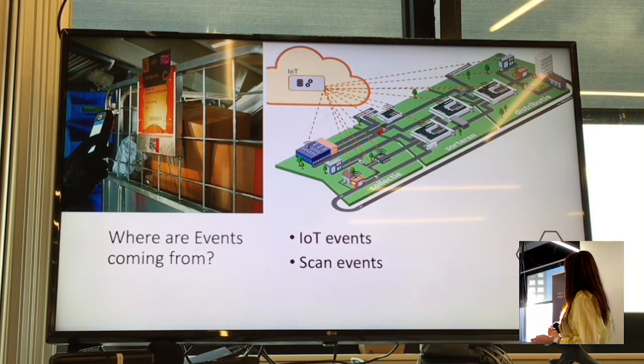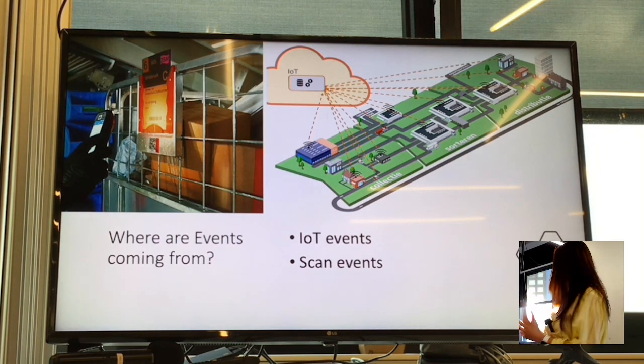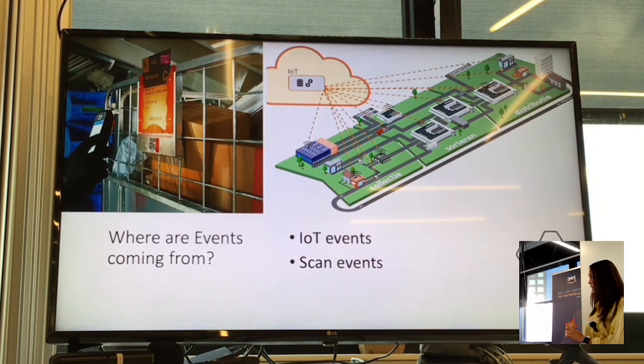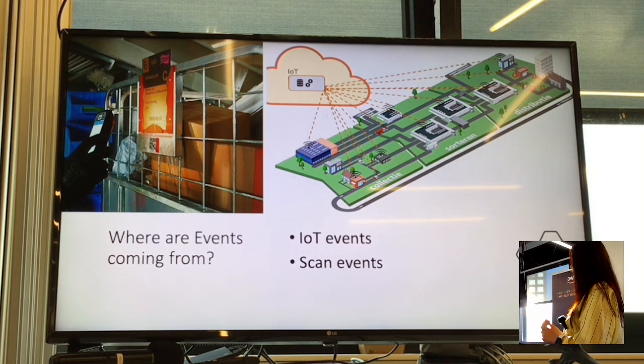And scan events are actually generated by people working on the floor. They can scan a label that's on the role container, and that label tells us the priority of the role container, the customer that the products belong to, the type of products that are in there, and where it's heading.